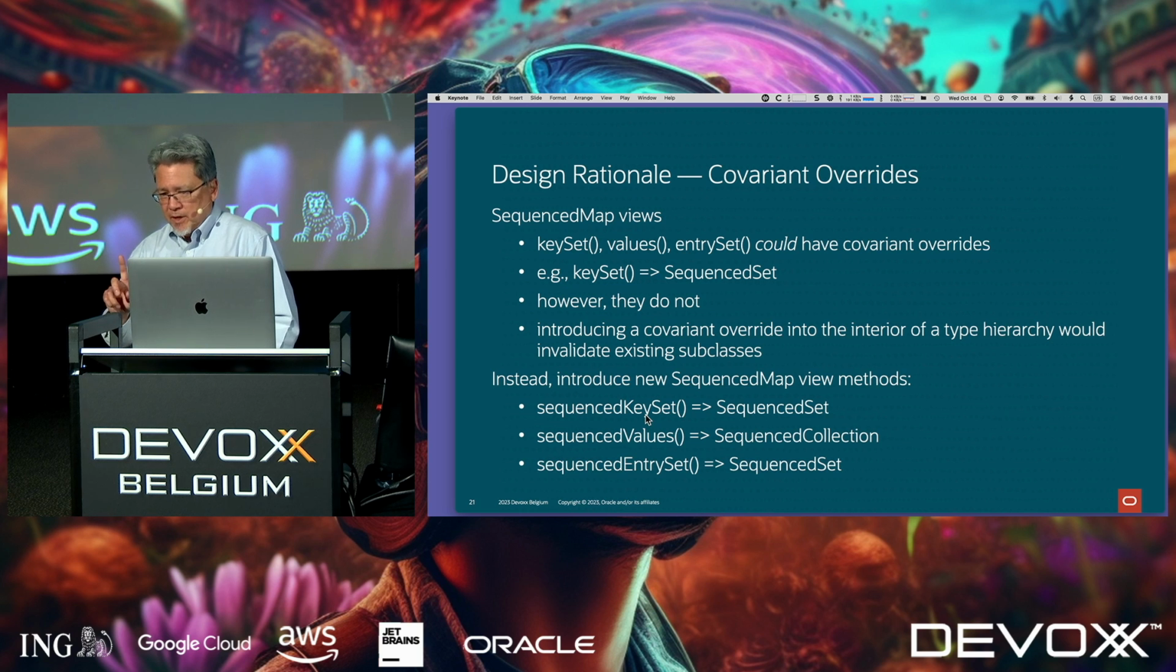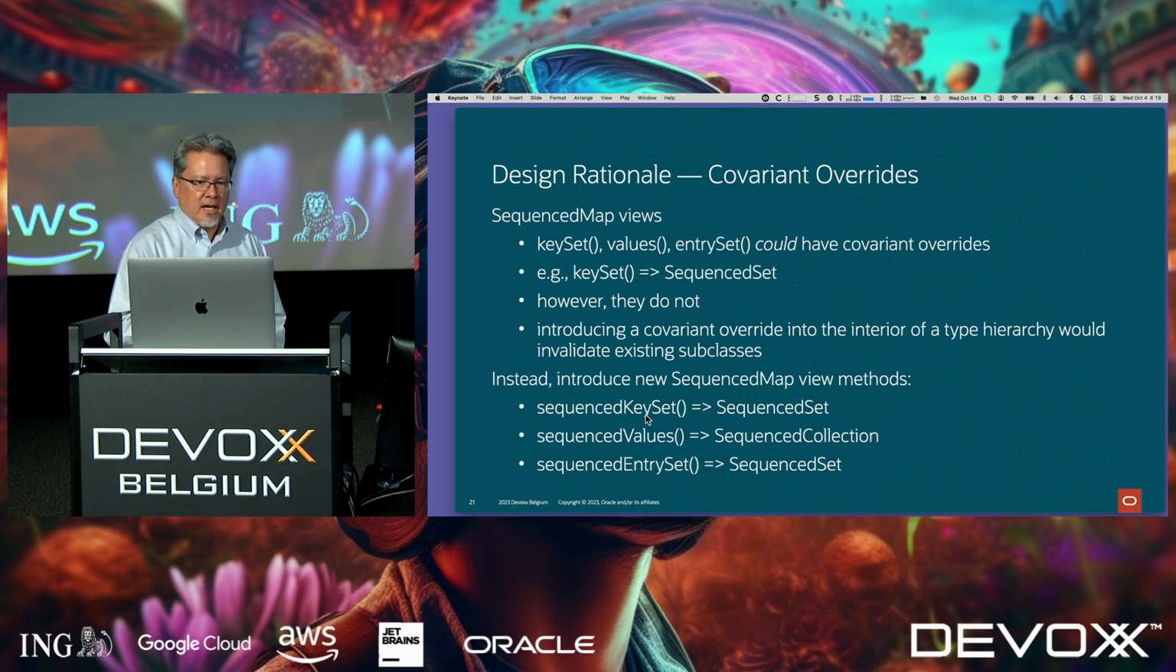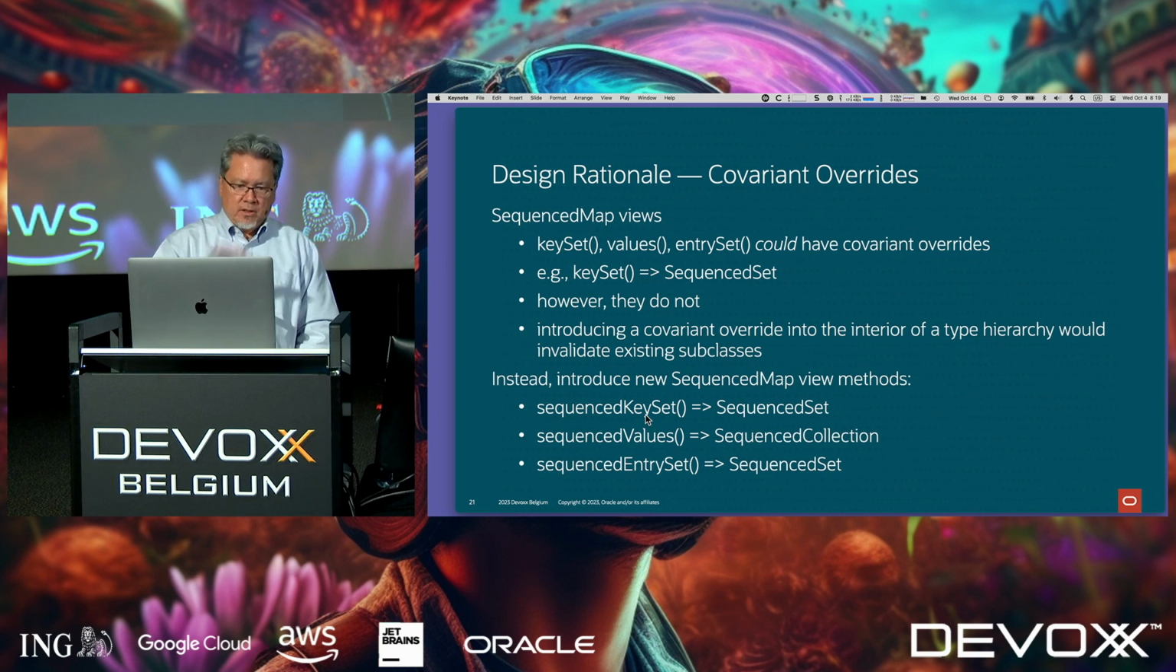We didn't do that everywhere, though. We did it with reversed because reversed is a new method that is appearing on almost all the collections. Yeah, in fact, it is new. It did not appear anywhere before.